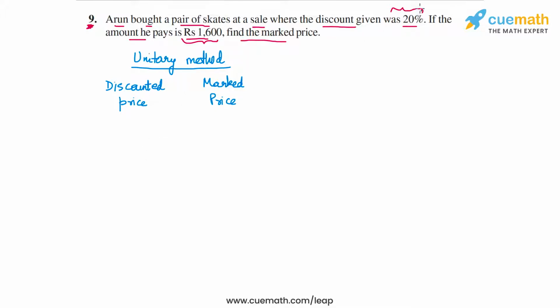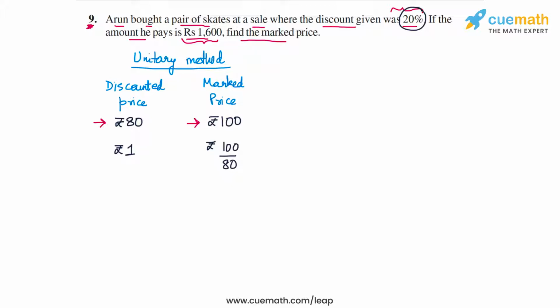So there is a discount of 20% given to us on the sale, which means that if the marked price is rupees 100, then the discounted price will be rupees 80 because you will have a discount of rupees 20. Or said another way, a discounted price of rupees 80 means a marked price of rupees 100, which means that a discounted price of rupees 1 means a marked price of rupees 100 by 80.